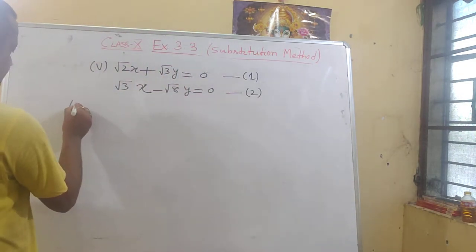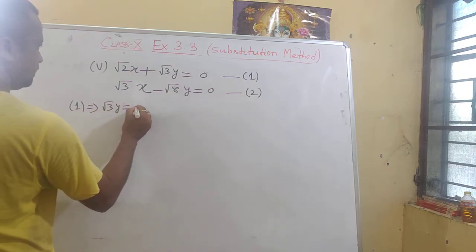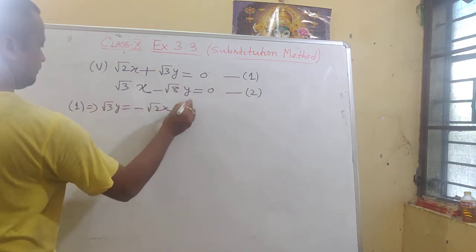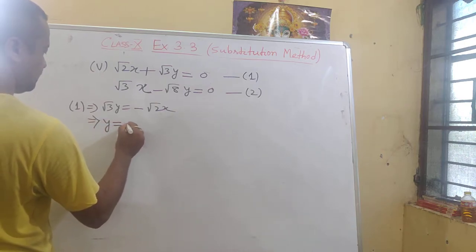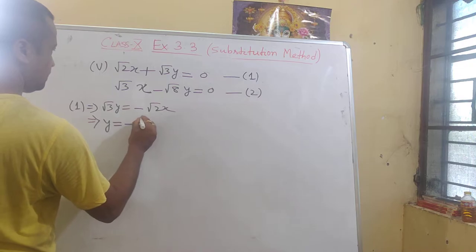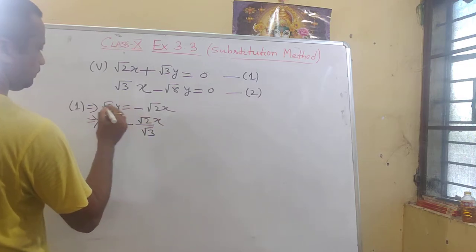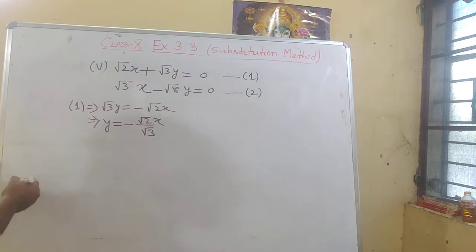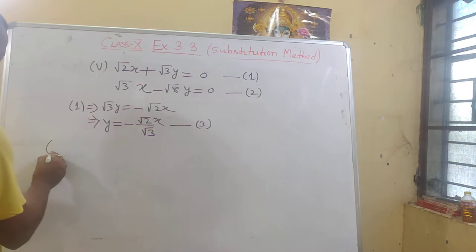Now 1 implies root 3y is equal to minus root 2x, which implies y is equal to minus root 2x by root 3. It is equation number 3.